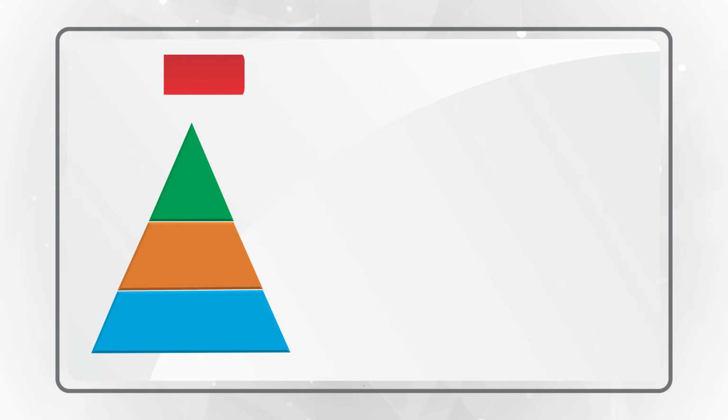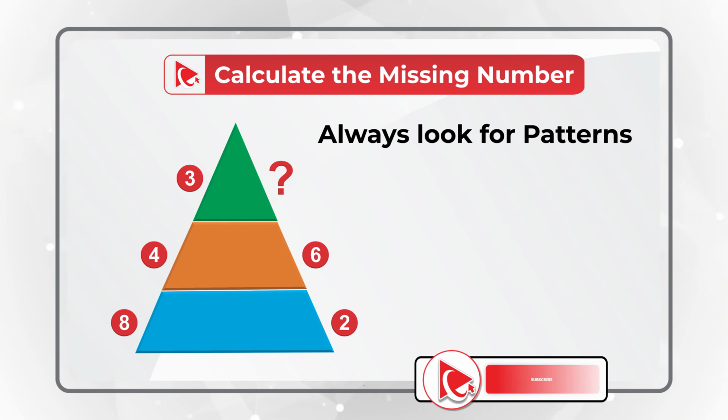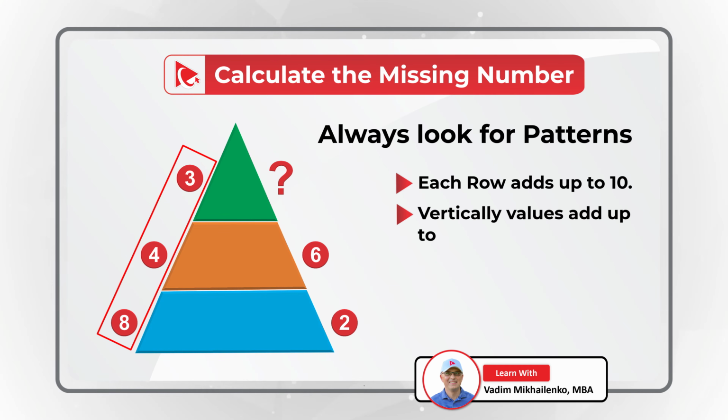I keep repeating it on this channel, but the fundamentals are solid. You need to always look for patterns in these types of questions. And there are actually 2 patterns here. The first pattern is that each row adds up to 10, and vertically value add up to 15.